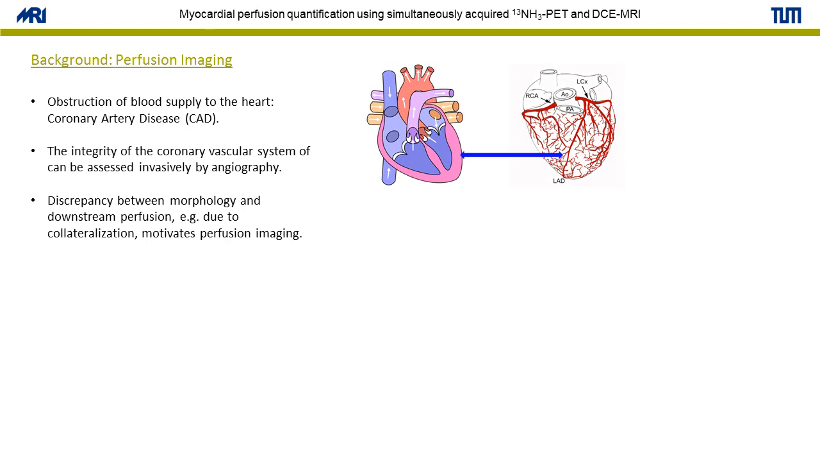One of the main reasons why we are interested in myocardial perfusion imaging is so-called coronary artery disease, which is one of the most prevalent diseases in the Western world and presents as an obstruction of blood supply to the heart. The integrity of the coronary vascular system may be assessed invasively by angiography, but there may always be a discrepancy between morphology and downstream perfusion, for example due to collateralization. This motivates perfusion imaging.